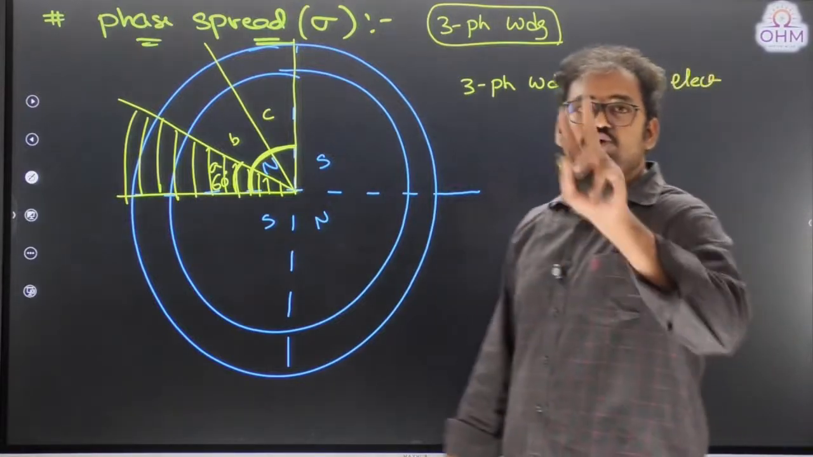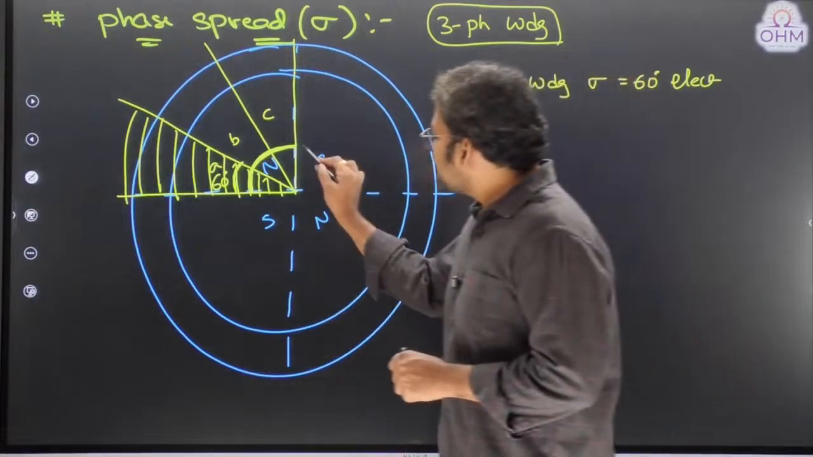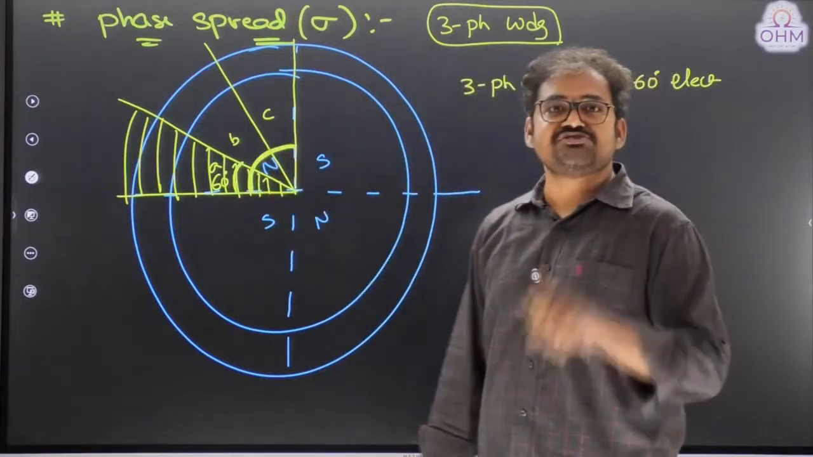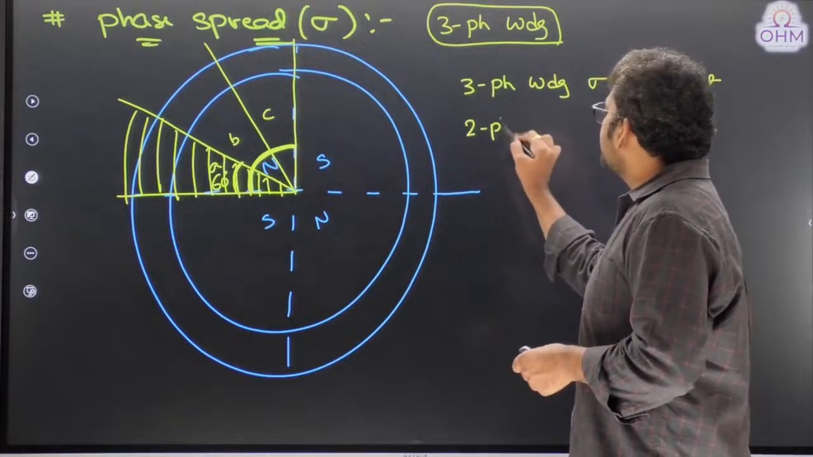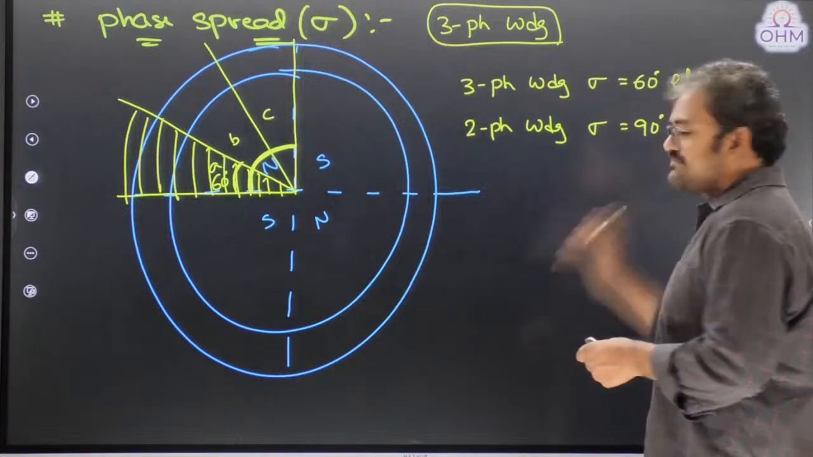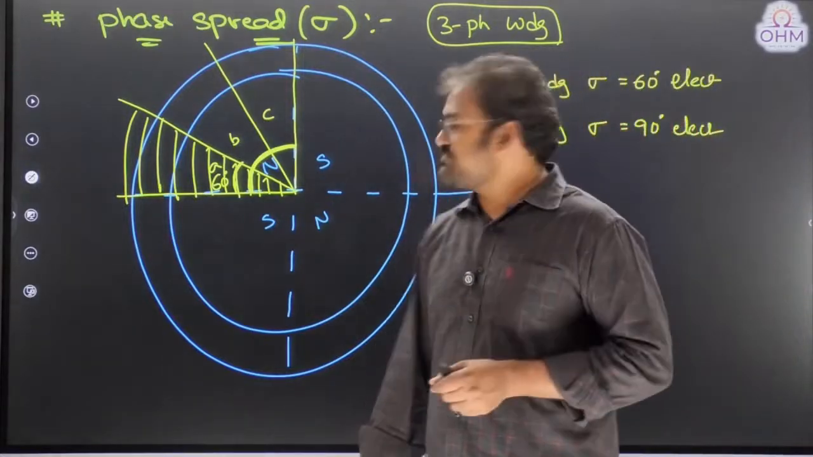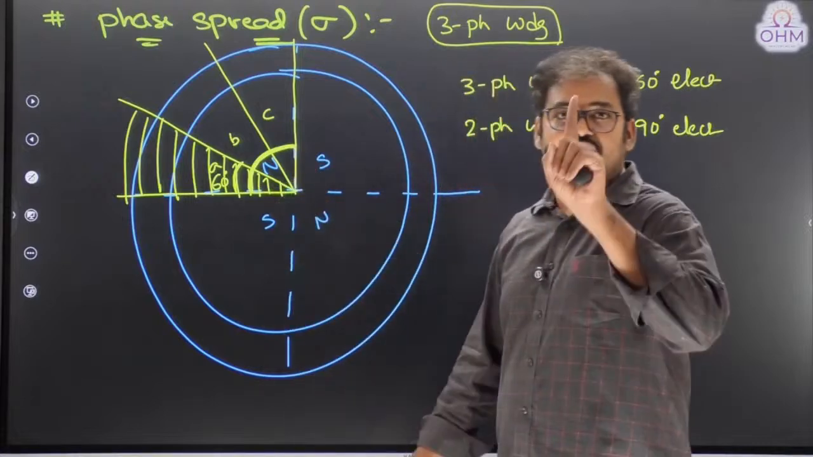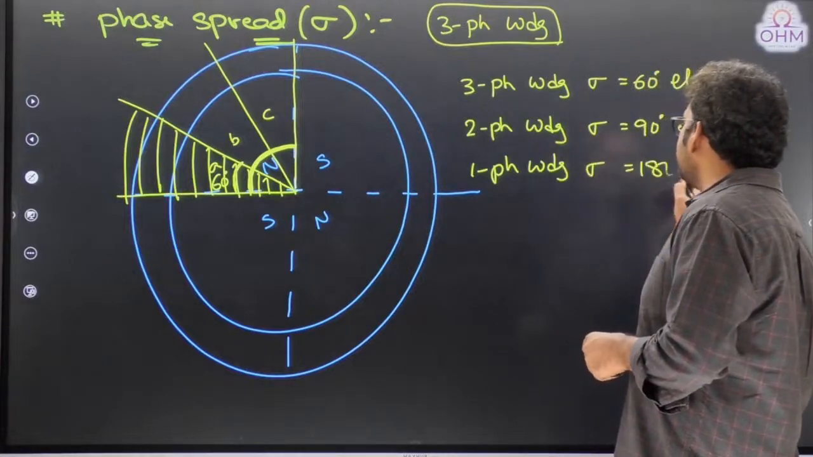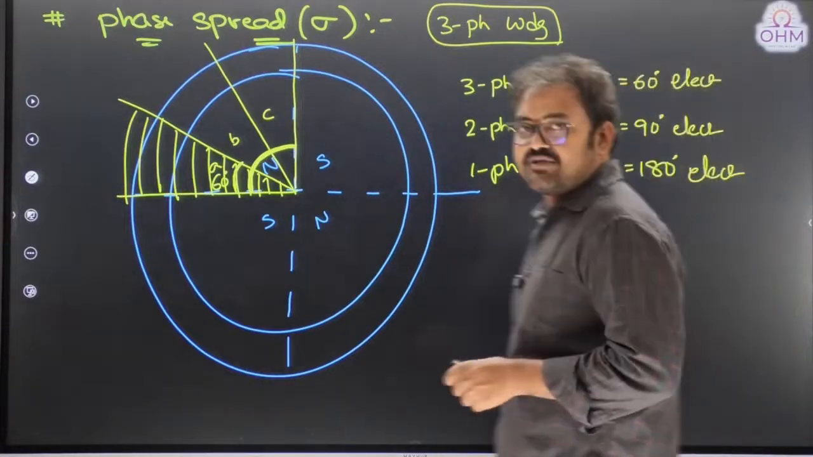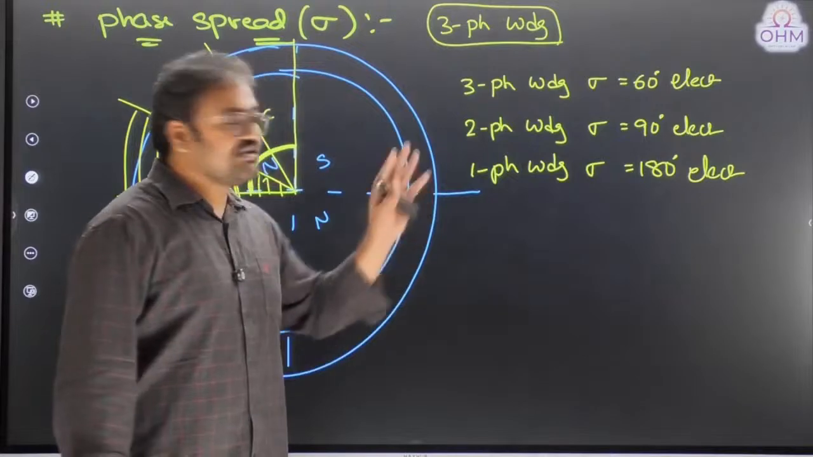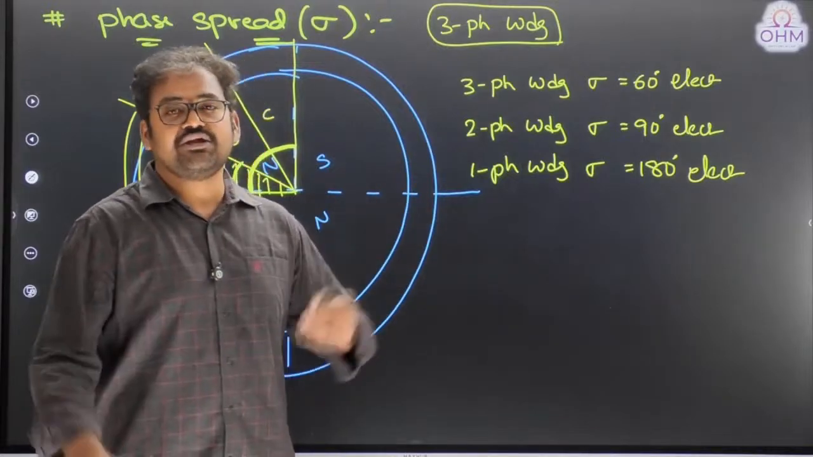Suppose the machine has a 2-phase winding. Then I have to divide this 180 degrees into 2 parts, so each winding will consume 90 degrees. Therefore, for 2-phase winding, the phase spread is equal to 90 degrees. What if the machine is a single-phase machine? Then the entire pole will be occupied by only one phase winding, so the phase spread will be equal to 180 degrees electrical. So for 3-phase winding 60 degrees, 2-phase winding 90 degrees, single-phase winding 180 degrees.